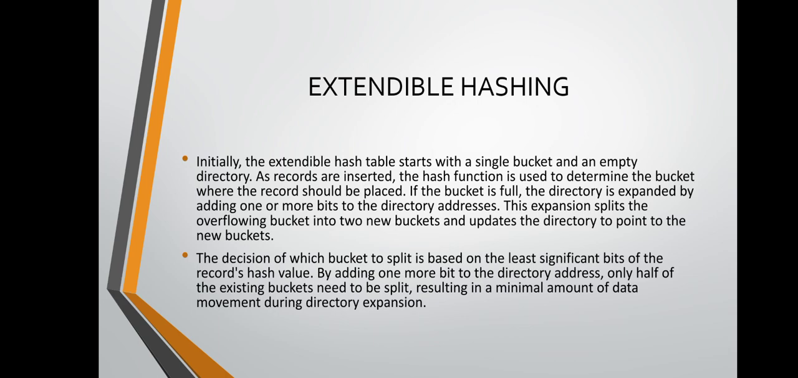As records are inserted, the hash function is used to determine the bucket where the record should be placed. If the bucket is full, the directory is expanded by adding one or more bits to the directory address. The expansion splits the overflowing bucket into two new buckets and updates the directory to point to the new buckets. The decision of which bucket to split is based on the least significant bits of the record's hash value. By adding one or more bits to the directory address, only half of the existing buckets need to be split, resulting in the minimum amount of data movement during the directory expansion.